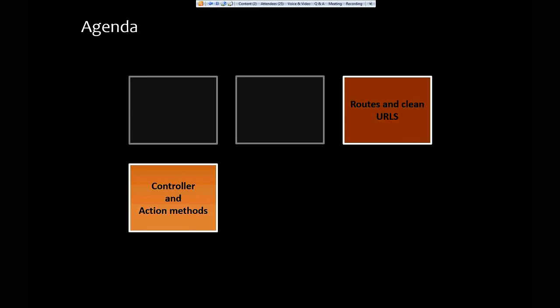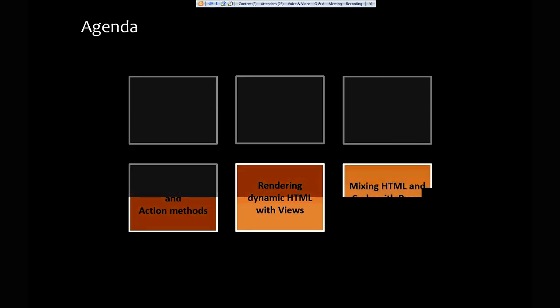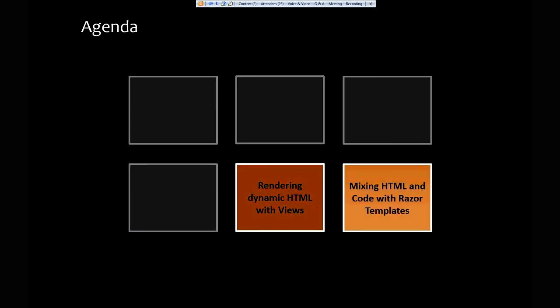After that, we'll look at rendering of HTML using views. And if you're going to write a view, you need to mix together HTML and code. In this case, I'll be doing C# code. And the view engine that you're going to use for that, or the one I'm using today, is called Razor. And so we'll look at Razor syntax, and we'll also talk about this concept of Razor templates.